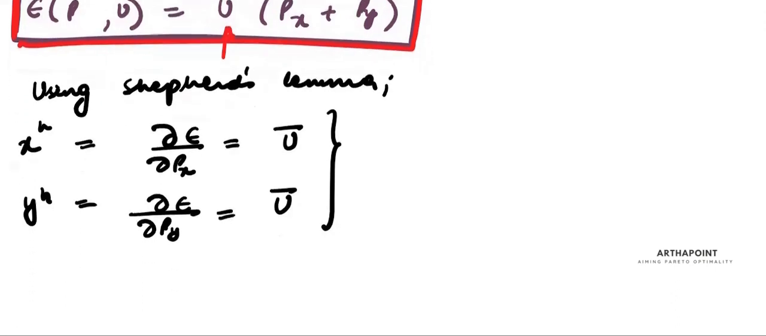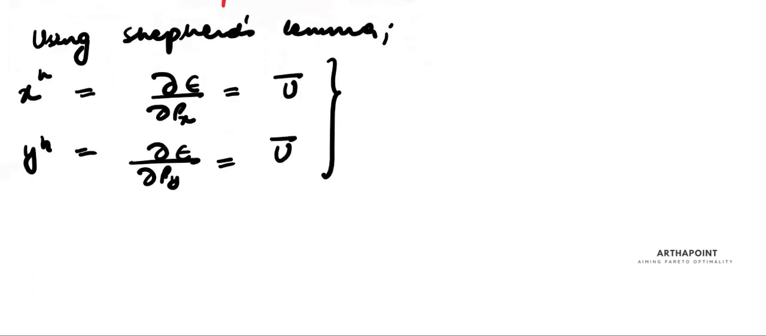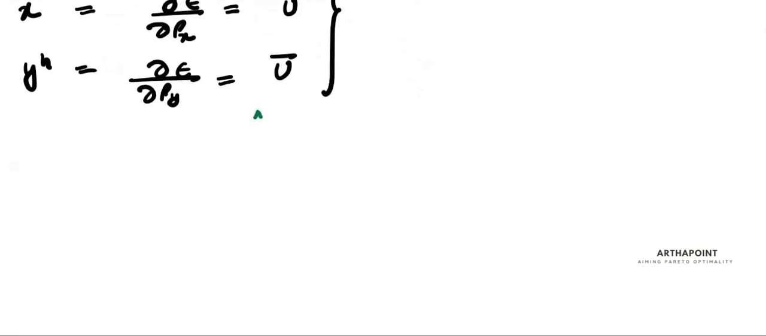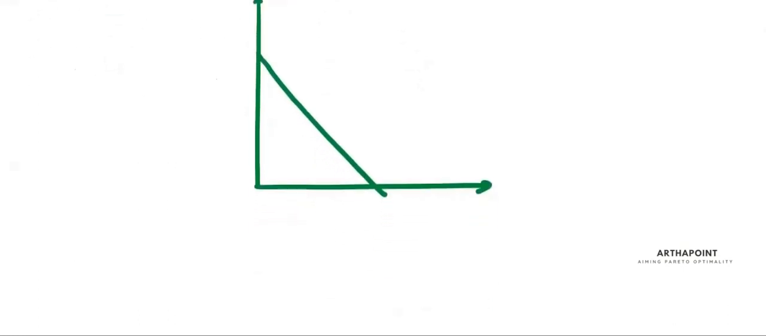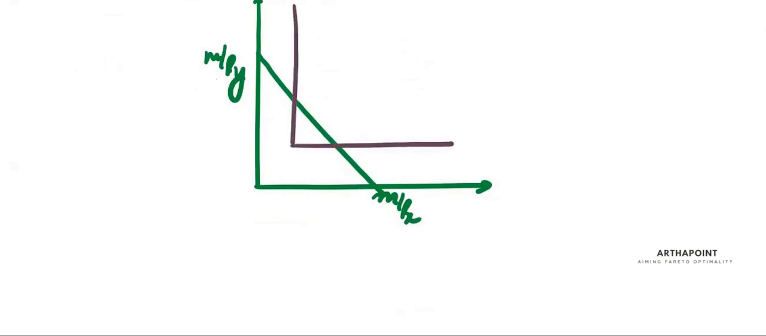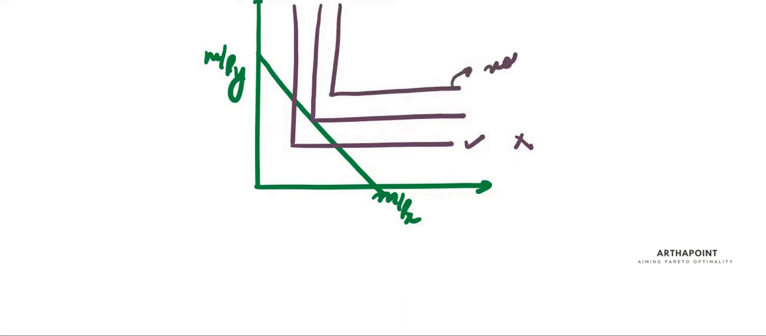Now, diagrammatically, you would have represented it like this. This is my budget line. If I look at my budget line, this is M by Px, M by Py. I want to attain the highest indifference curve possible. Is this the highest indifference curve? No. I can go above. Is this the highest? Yes. Is this the highest? No, this is not within my budget.